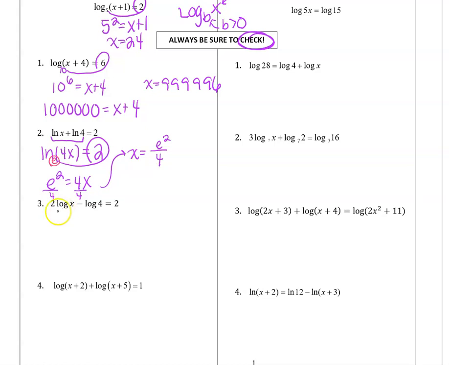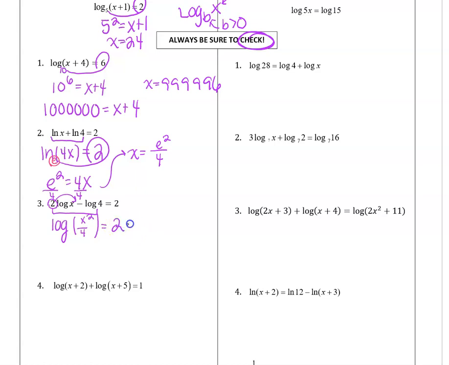All right, left-hand side here in number 3, I still have 2 logs, so I'm going to have to combine them. Now remember, anytime you have a coefficient on a log, we'll move that to the exponent location to condense it. So that's log of x squared. And subtraction relates to division. So I can rewrite this as a single log of x squared divided by 4.